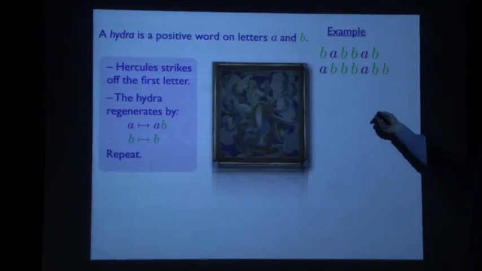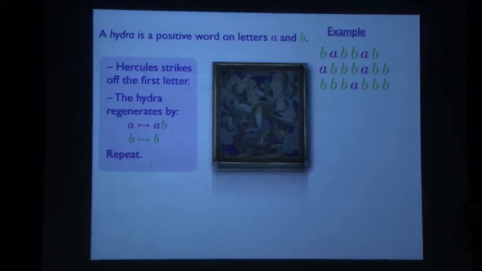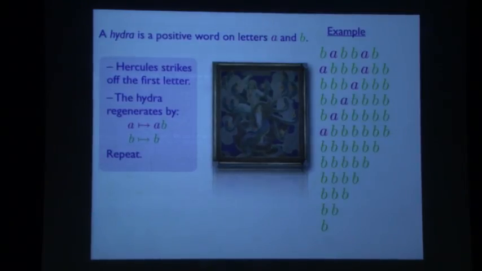So for example, against this hydra, what happens? Hercules knocks off the first B, that A produces a B. These two B's remain. That A produces a B. That B remains. And then, again, you knock off that A. These three B's stay as they are. That A produces a new B, and so on. And that's how it goes. And eventually, in this case, Hercules wins because this thing is destroyed, reduced to nothing. So he's victorious in 12 strikes here.